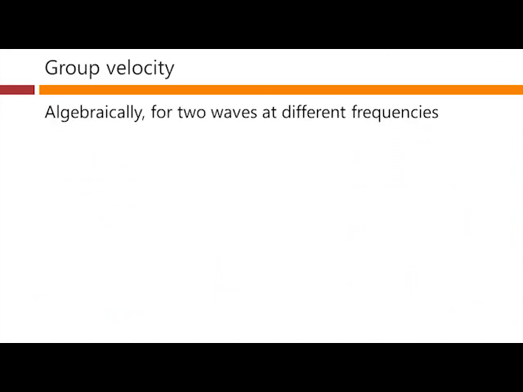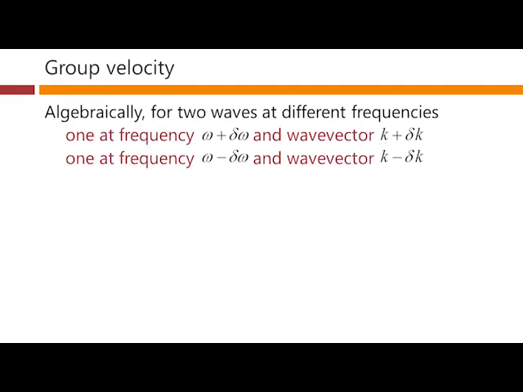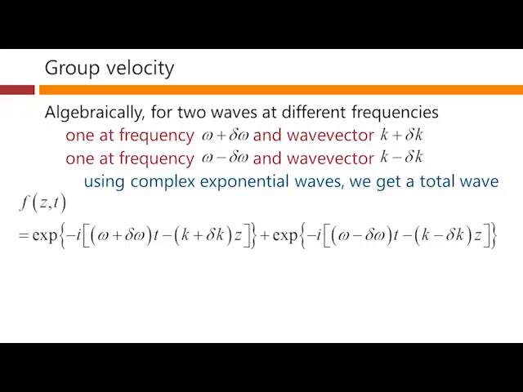Algebraically then, for two waves of different frequencies, we've got one at frequency, we'll call it omega plus delta omega, and that will have a wave vector k plus delta k, and another one at frequency omega minus delta omega, and correspondingly a wave vector k minus delta k. We're going to use complex exponential waves here. So as a result, we get a total wave, which we'll just call f of z and t, that is the sum of these two. So here's our first one at frequency omega plus delta omega and wave vector k plus delta k. And here's our second one at frequency omega minus delta omega and wave vector k minus delta k.